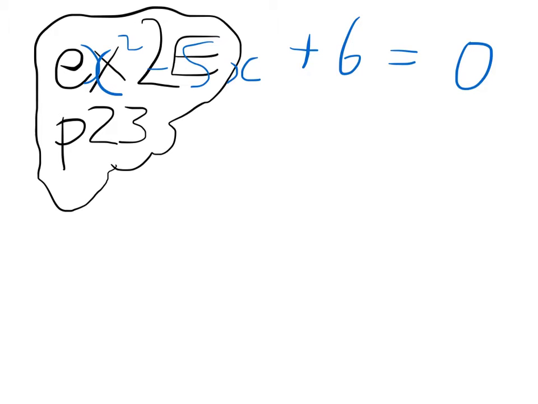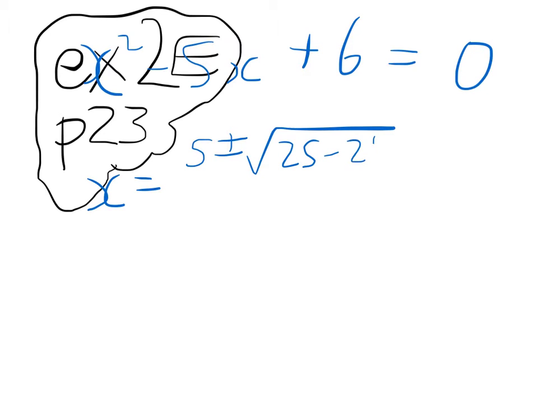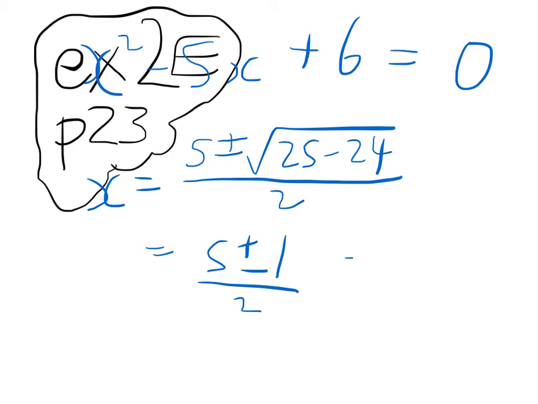Okay, if we're trying to solve this quadratic, then we can chuck it into the formula to get x equals minus b, minus 5 is plus 5, plus or minus the square root of b squared minus 4ac, which is 4 times 1 times 6, 24, all over 2a. And that gives us, well, the square root of 1 is just 1, so it's 5 plus 1 over 2, or 5 minus 1 over 2.